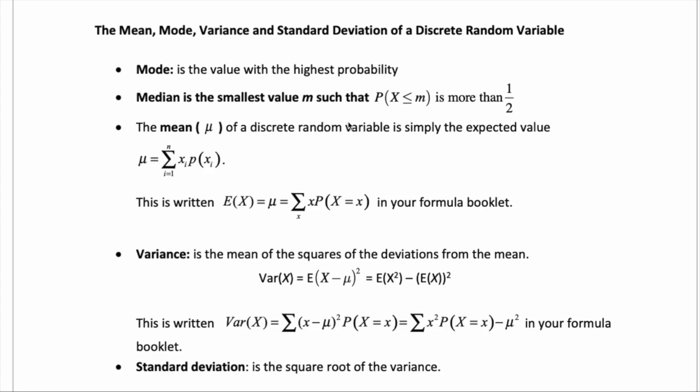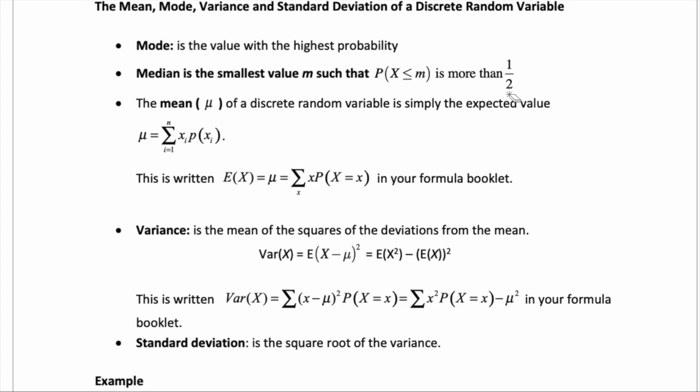The median is the value of m such that, you know what the median is for the dice roll. It's just in the middle, so you can call it 3.5, but it's going to be different for some distributions.